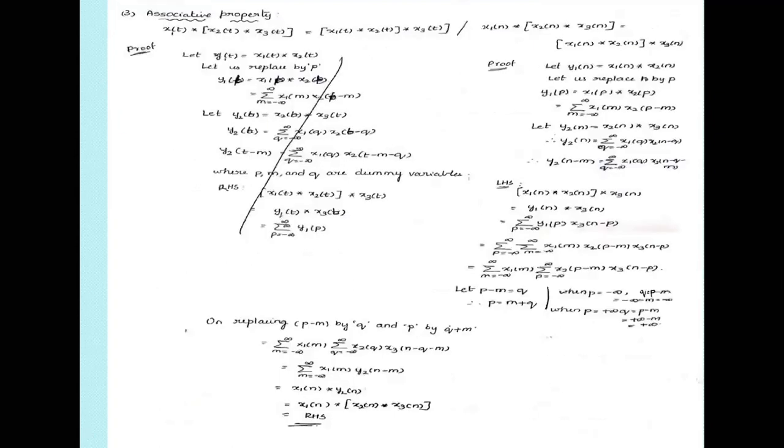So these are the properties of convolution: the commutative property, the distributive property, the associative property, and the shift property. If x1 of t is convolved with x2 of t shifted by t naught, the output is also shifted by t naught. Similarly, if x1 is shifted, the output is also shifted. If both are shifted by t1 and t2, the output is shifted by the sum of those two shifts, t1 plus t2.